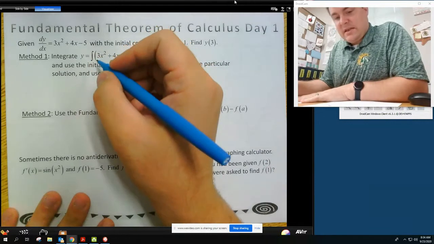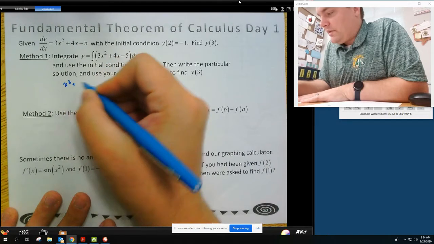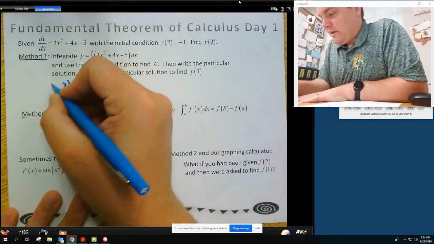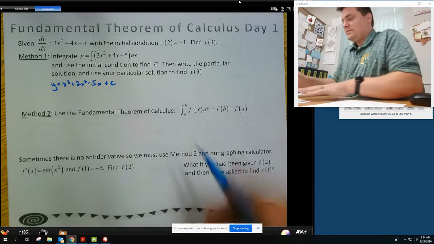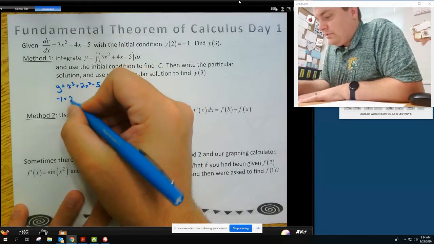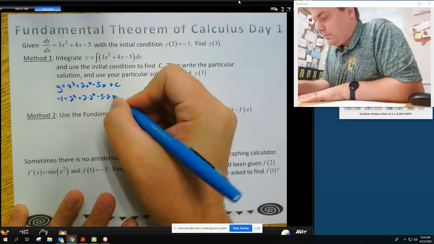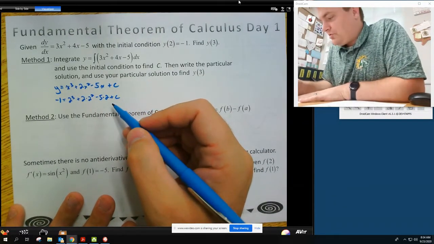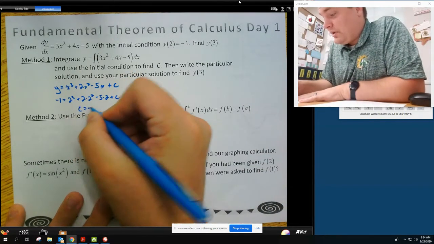When we integrate this, we're going to get x to the third plus 2x squared minus 5x plus c. This is my original equation, found by finding the antiderivative. Since I know that y of 2 is equal to -1, I can do -1 equals 2 cubed plus 2 times 2 squared minus 5 times 2 plus c. I can do all of this to find my c value. Looks like it's -7. So c is equal to -7.